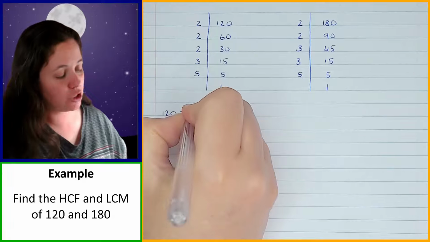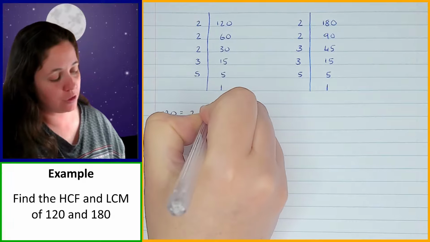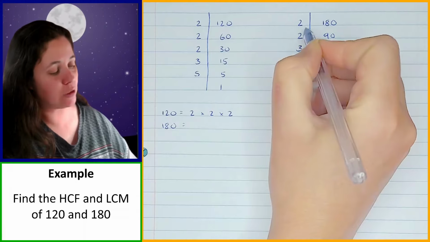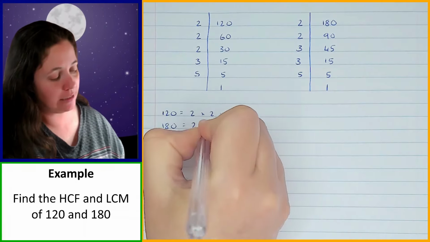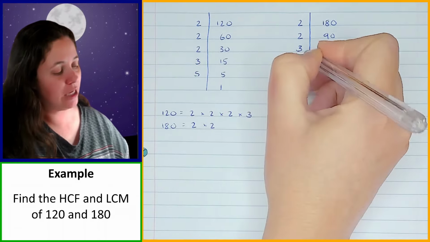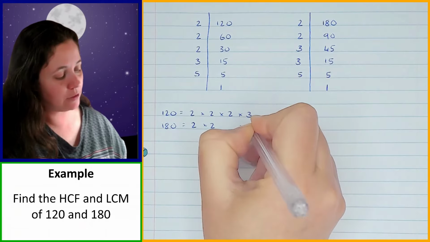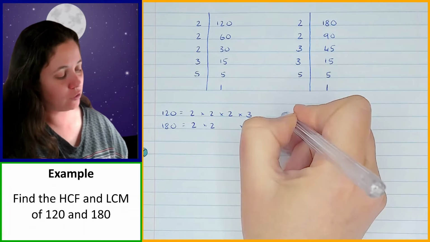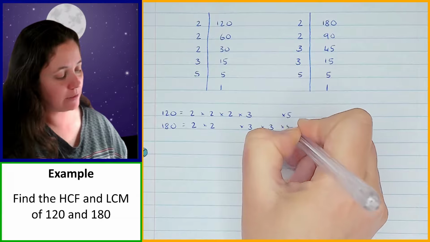So I've got 120 is equal to 2 times 2 times 2. 180 is equal to, it's also got a 2 times 2, so those are going to go underneath those. Then over here I've got a times 3, and over here I've got 3 and 3, so I'm going to have times 3 and times another 3, and then I've got a 5 and a 5, so I've got times 5 and times 5.